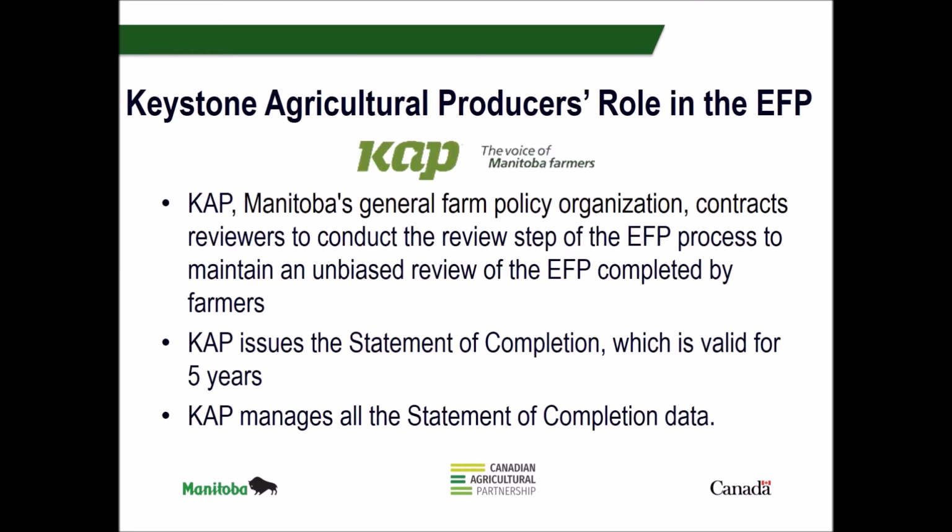So as we mentioned, Keystone Agricultural Producers partners with Manitoba Agriculture and Resource Development in the delivery of the Environmental Farm Plan. KAP is Manitoba's general farm policy organization. They are the ones that contract the reviewers to conduct the review step of the EFP process, and this helps maintain an unbiased review of the EFP that is completed by farmers. KAP also issues the Statement of Completion that is valid for 5 years and manages all the Statement of Completion data. So all of the statistical data and producer information is stored at KAP, not with the government. So they hold the third-party component of the EFP process.